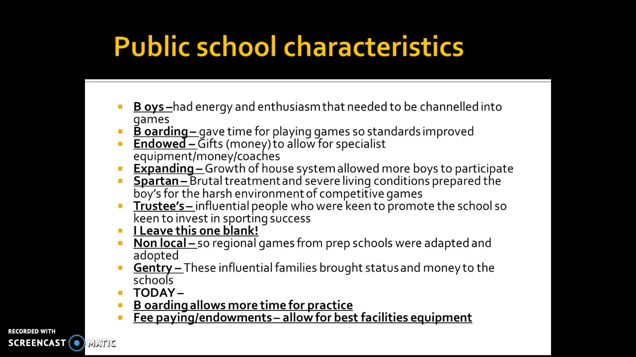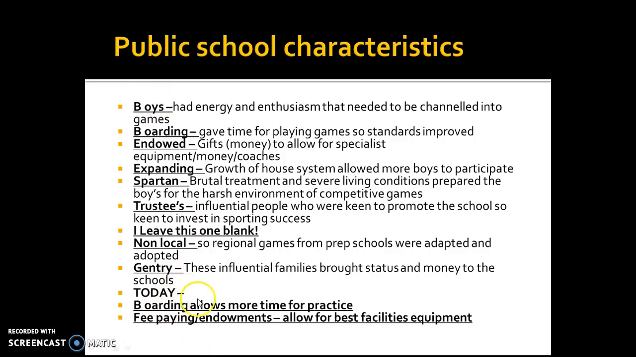Okay, so the growth of the house system meant that participation started to become more competitive, if you remember from ASPE, we talked about inter-house games. Spartan, brutal treatment and severe living conditions really mirrored, I suppose, the games field, and that was something that was considered. Random, I just don't use that one. And then you've got non-local, gentry, you can see that.